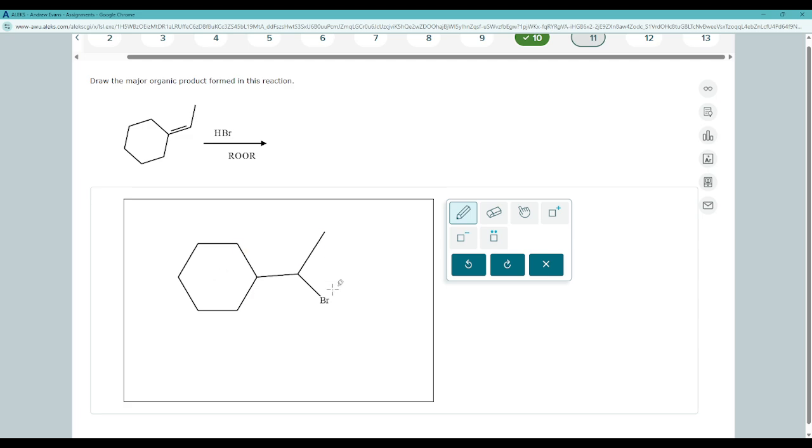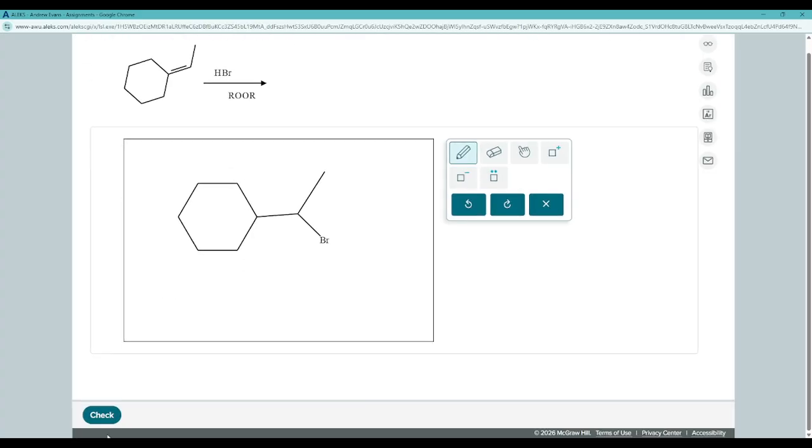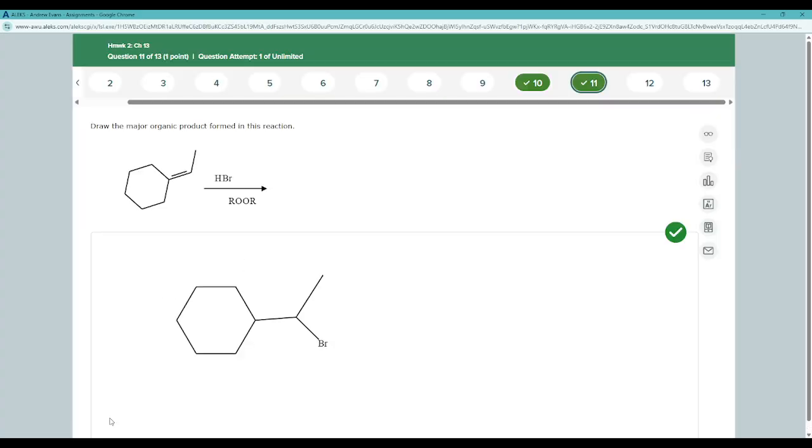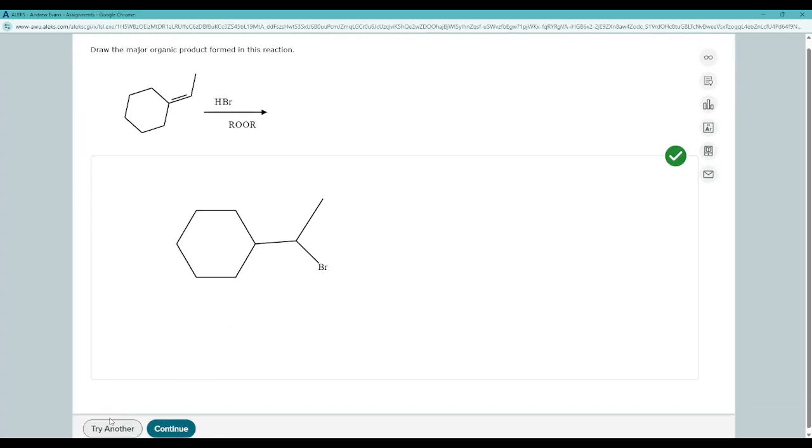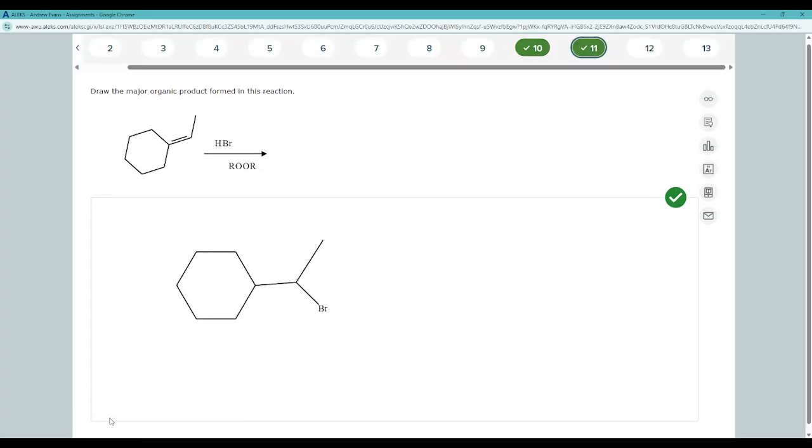How do I know it's a radical? The ROOR, that peroxide, makes this a radical. Peroxide makes it a radical. So it goes anti-Markovnikov. The H is added to here. The bromine is added to there.